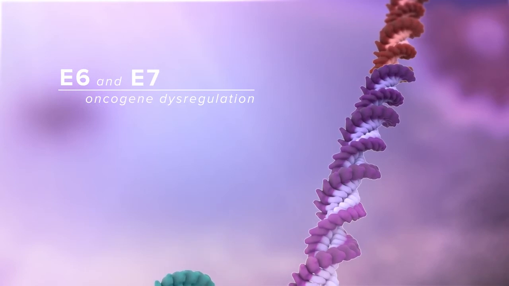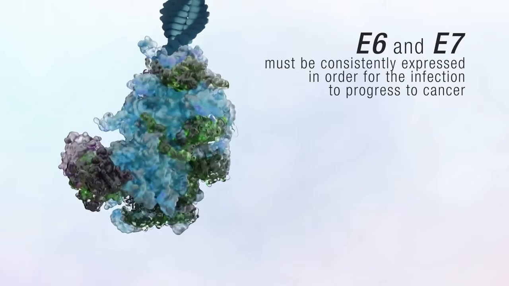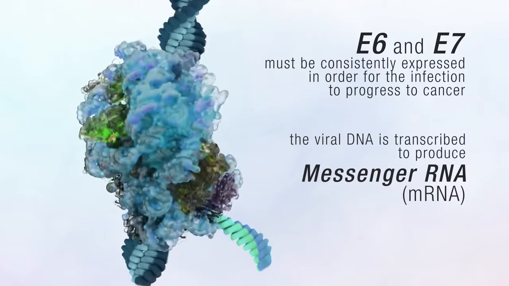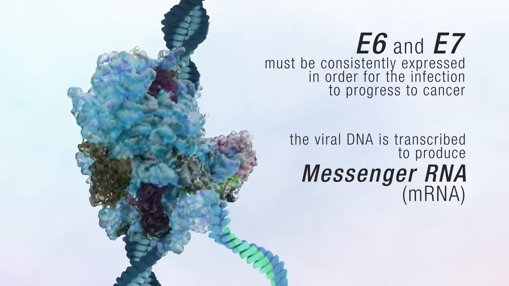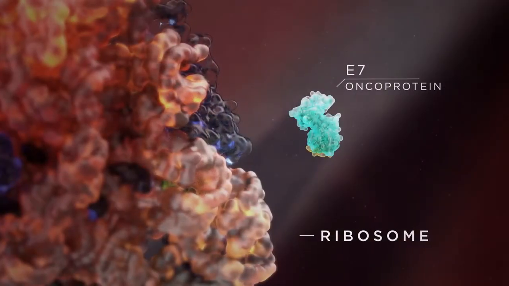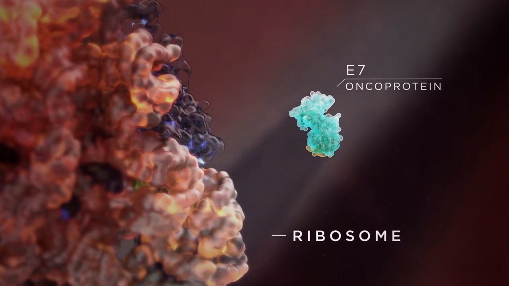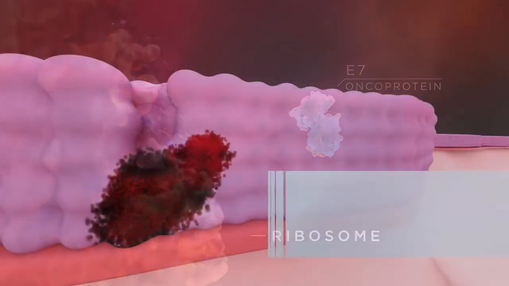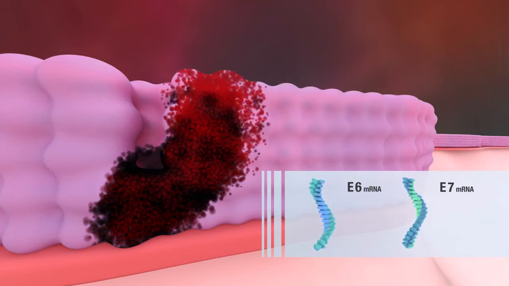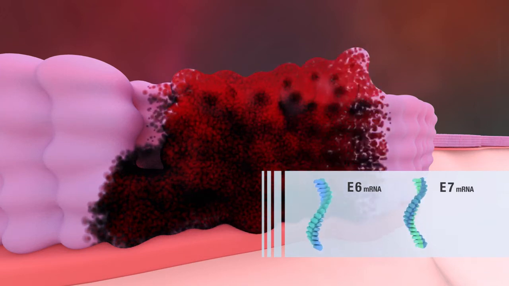Many viral genes are deleted following integration, but E6 and E7 must be consistently expressed in order for the infection to progress to cancer. The viral DNA is transcribed to produce messenger RNA, or mRNA, which is then translated to produce viral proteins. The E6 and E7 mRNA creates proteins that interfere with genes responsible for normal cell reproduction. Because the E6 and E7 genes play an important role in dysregulation of cell growth, they are important in identifying HPV infections that will most likely lead to cervical disease.